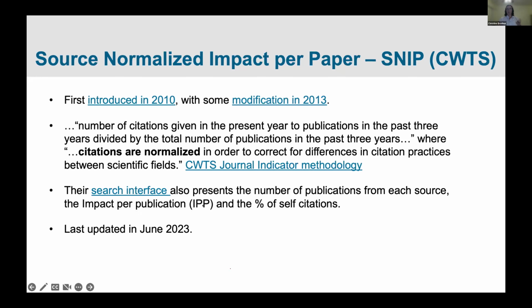So yeah, SNIP, they also show the impact per publication and percent of self-citation, and the impact per publication is very similar to the impact factor. So basically in their SNIP, they normalize, and in their IPP, impact per publication, they don't normalize. So that's basically the difference between those two. And it was also updated in June 2023, so they update it pretty much yearly. So those are the 4 that I will go into details.